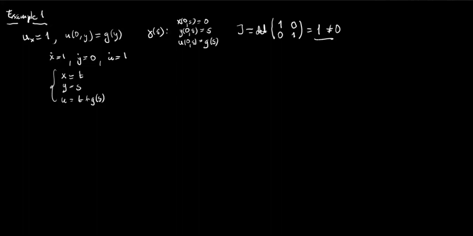And because of this Jacobian being non-zero, this transformation t to x and s to y, or x to t and y to s, can be inverted to get t equals x, s equals y, and the general solution then is x plus g of y. So we have no problem at all. The solution exists and is unique in this case.